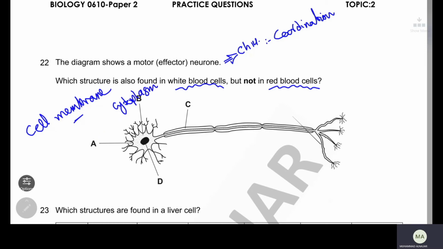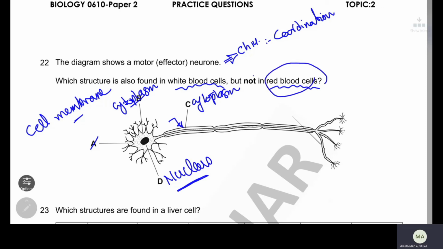So we will exclude A because it's found in both. Exclude B, it's found in both. C is here. Yes, it is also a cytoplasm. Okay, this is the Schwann cells. D is nucleus. And nucleus is not found in the RBCs, while it is found in the WBCs or white blood cells. So we will pick D, which is the correct answer.